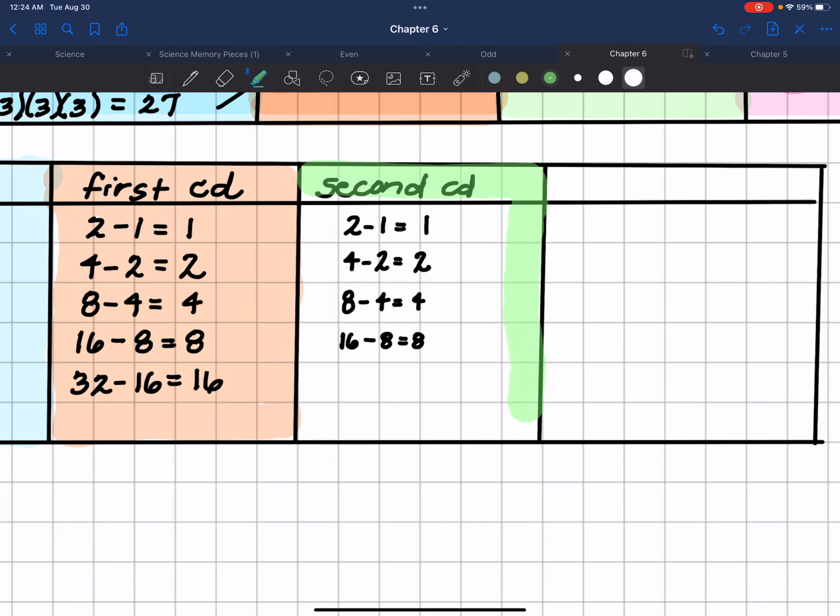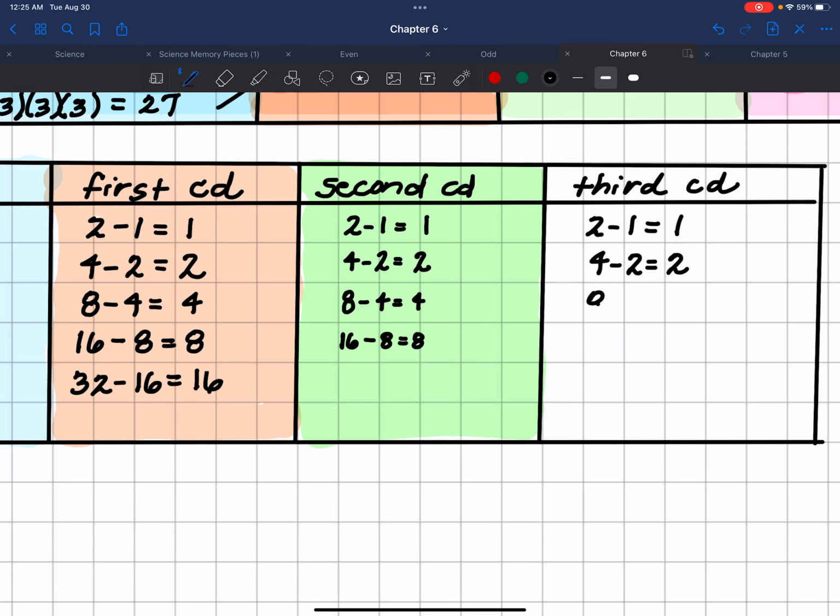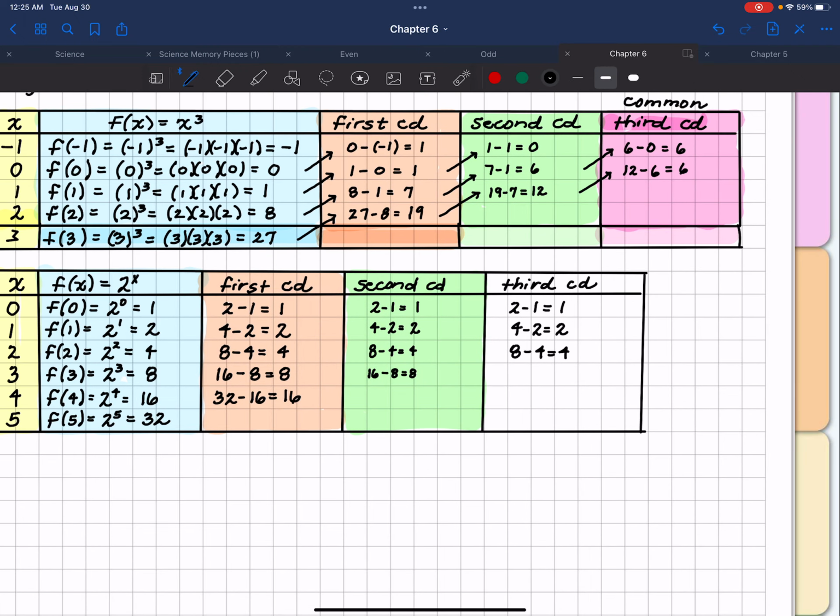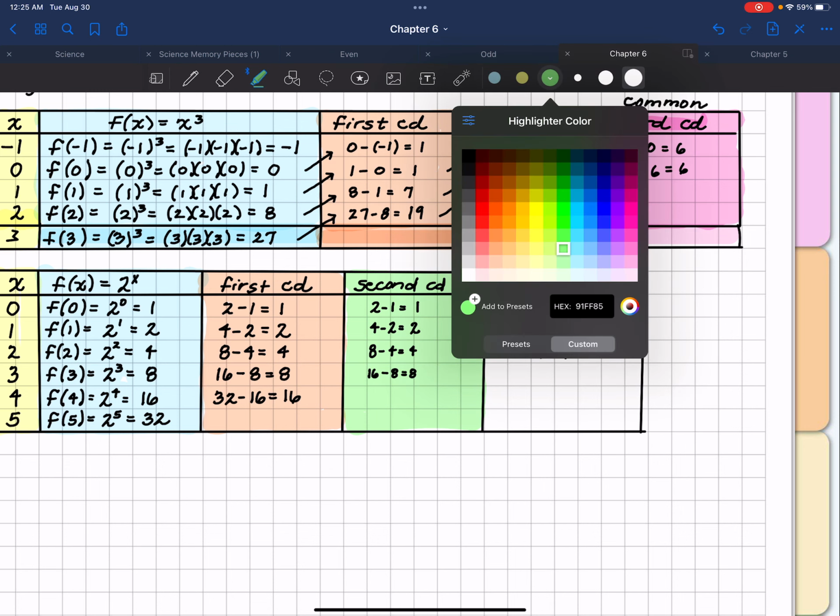I'm going to take it one more to the third consecutive differences. And that's as far as this old gal's going to go. But you'll see the pattern, I know, when we finish, because I'll show it to you. So third consecutive difference. I have 2 minus 1 is 1. 4 minus 2 is 2. 8 minus 4 is 4. And this is the final column for me.